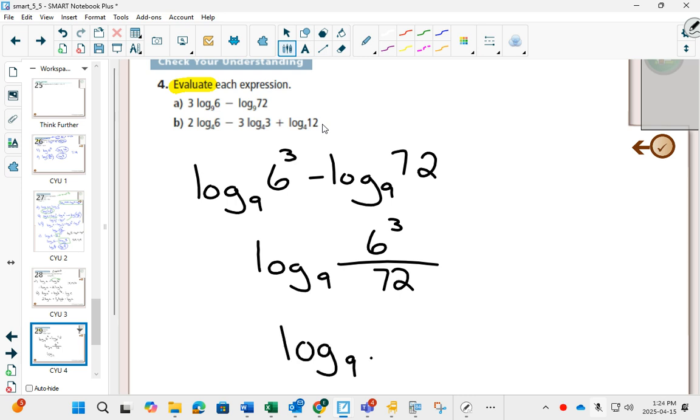Option 2 is this. When you're simplifying, it might be easier to cancel things out. For example, 6 cubed is 6 times 6 times 6. And 72 happens to be 2 times 36, which is 2 times 6 times 6. See how nice this is? We're simplifying. And now the biggest mental math we have to do is 6 divided by 2, instead of 216 divided by 72.